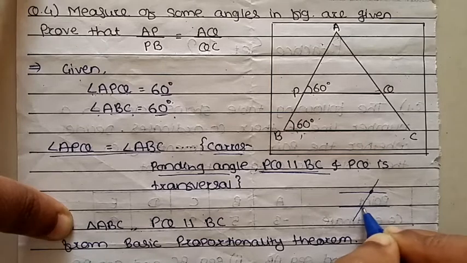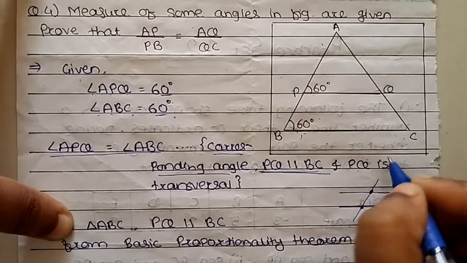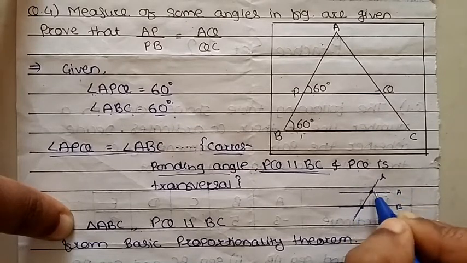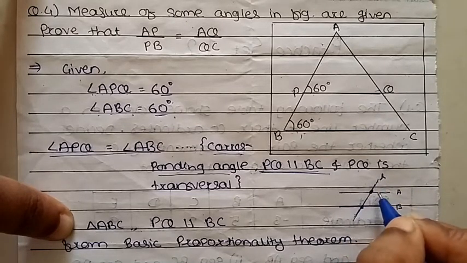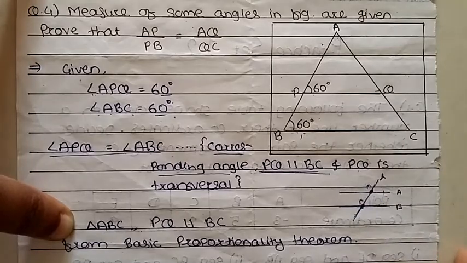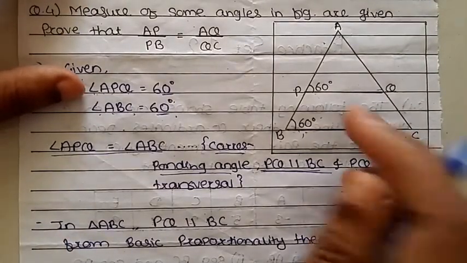Okay, so these are the two parallel lines. Suppose A, B are the two parallel lines, and here is a transversal. So this line is a transversal. Why? Because this line passes through two parallel lines at two different points, that is, suppose M here and N here. Clear? So this is the transversal. So in this case, PQ is the transversal.